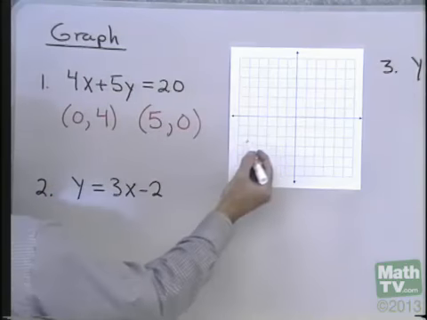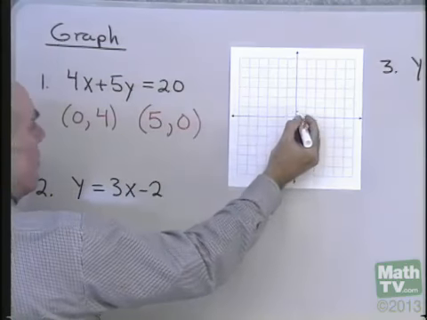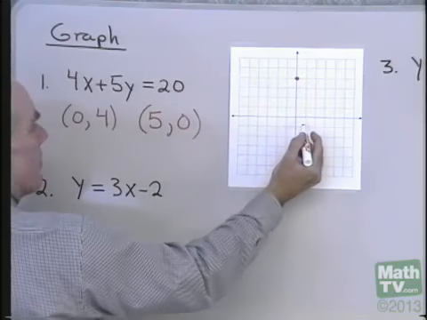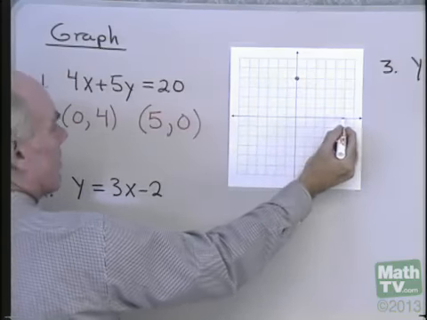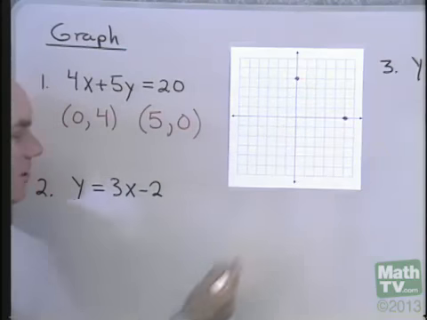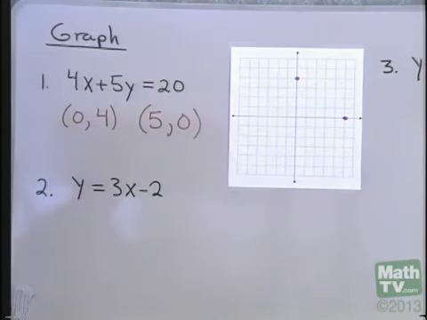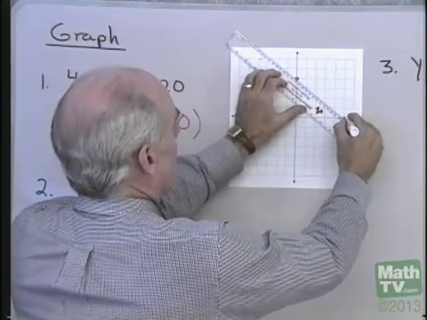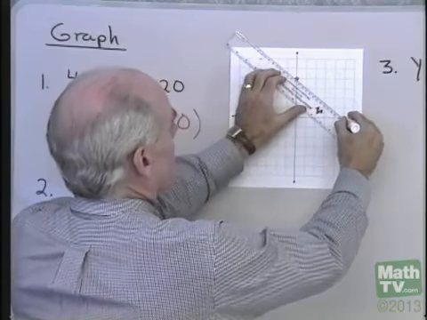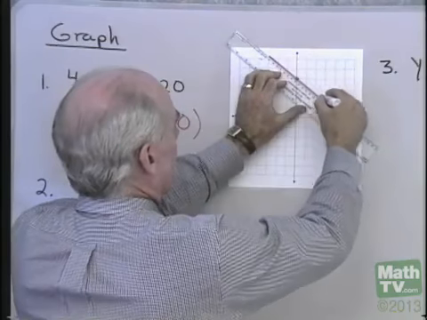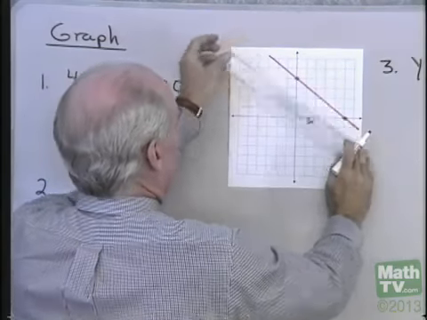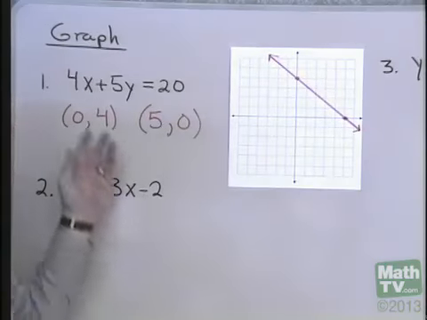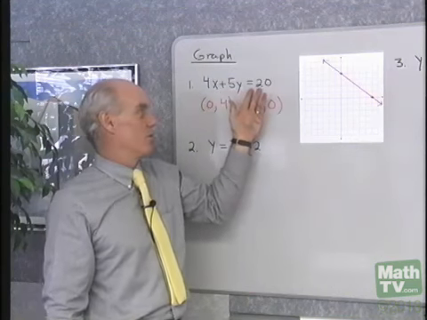So I'm going to go over here and graph x equals 0, y equal 4, 1, 2, 3, 4. That's that point. And then x equal 5, 1, 2, 3, 4, 5. Y is equal to 0. Now what I want to do is draw a line between those 2 points, and that line will represent the graph of this equation. So I connect those 2 points with a straight line, and that line is the graph of 4x plus 5y is equal to 20.